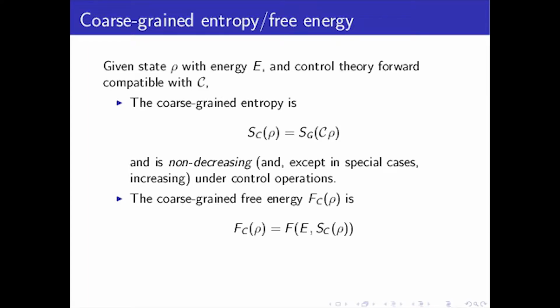And if you then say the coarse-grained free energy is just the ordinary free energy you get given the energy and the coarse-grained entropy, then, I tend to think trying to do mathematical proofs in the middle of talks doesn't work, so I'll just state this for the moment, but we can talk about the details. Hopefully it's reasonably clear that if my control theory is forward compatible with C, then the upper bound on the energy I can get out isn't the full free energy, it's the coarse-grained free energy.